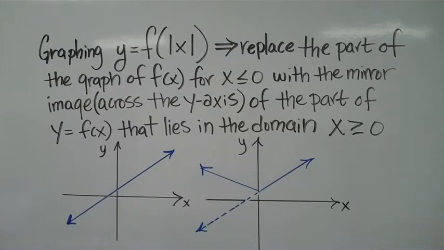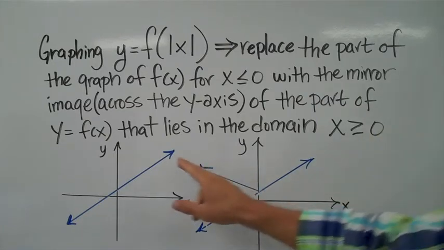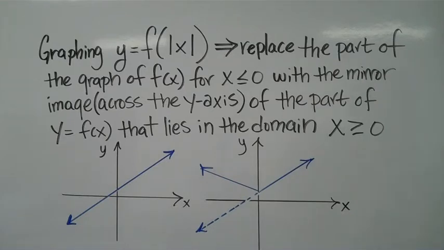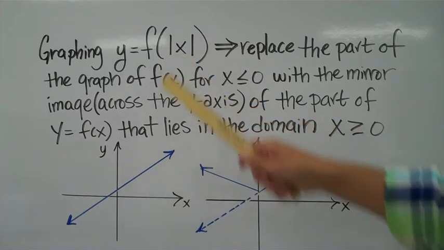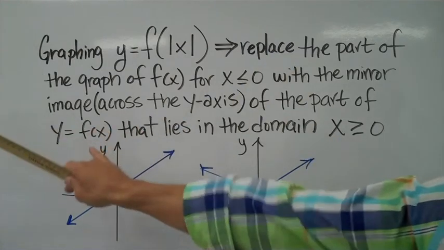When graphing y equals f of the absolute value of x, notice the absolute value sign is just around the x now. You replace the part of the graph of f of x for x less than or equal to 0 with the mirror image across the y-axis of the part of f of x that lies in the domain greater than or equal to 0. For example, if this is our line and we want to graph y equals f of the absolute value of x, we take the y-axis, the x equals 0 line, and take the mirror image of whatever's in the positive x domain. Don't get confused between this and absolute value. It's just that I picked a straight line. I could have drawn that as a curvy line. For this particular type of function, whatever's to the right will get flipped over to the left.